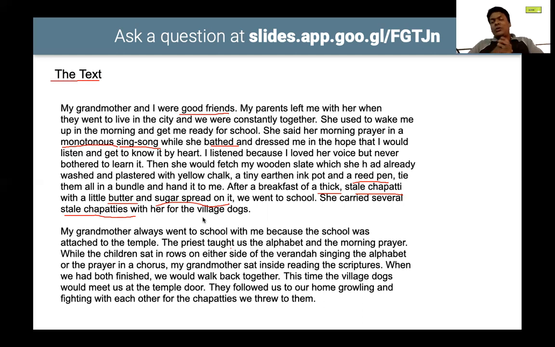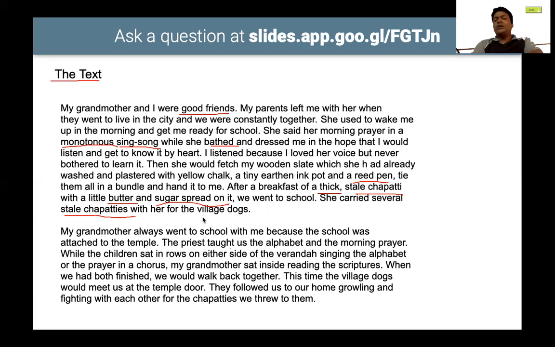The writer wanted to convey a message here that the writer's grandmother always went to school with the writer. The reason is that the school was attached to the temple. And another thing is that the priest taught the writer, and also the children, the alphabet and the morning prayer.